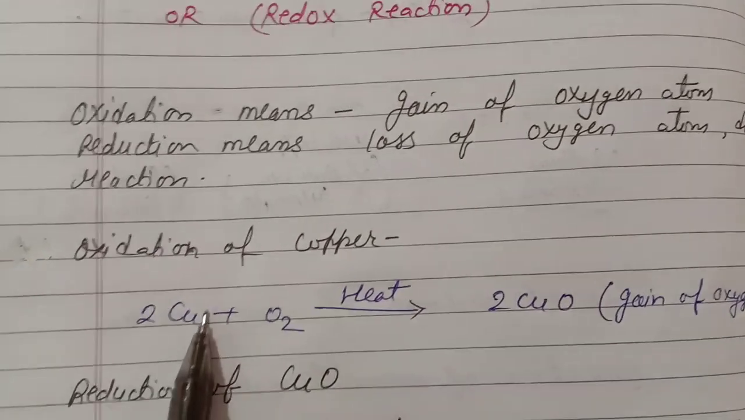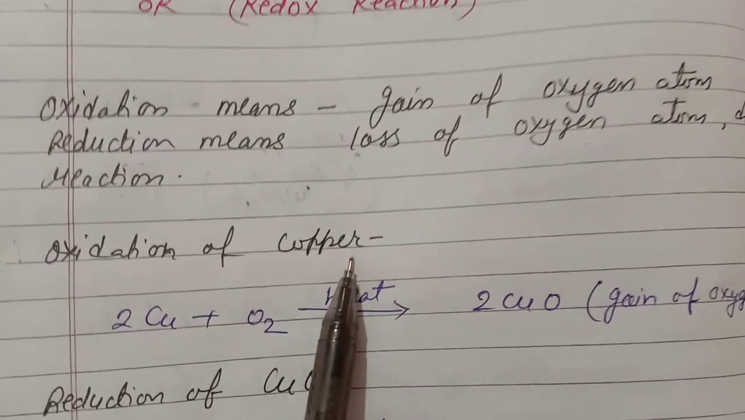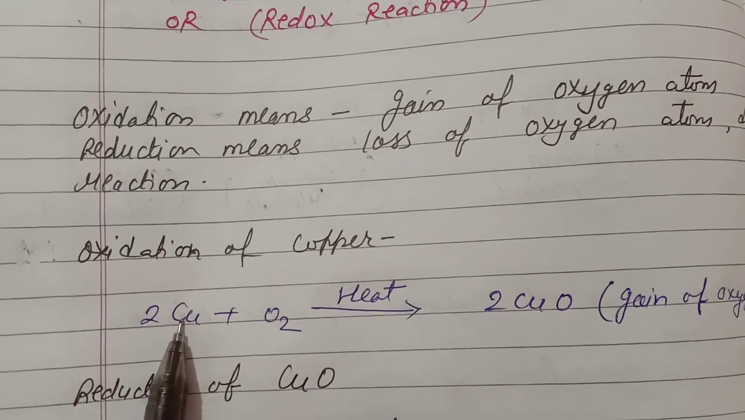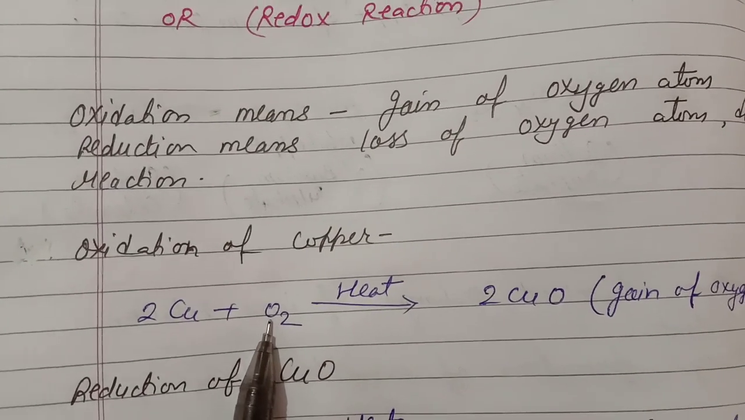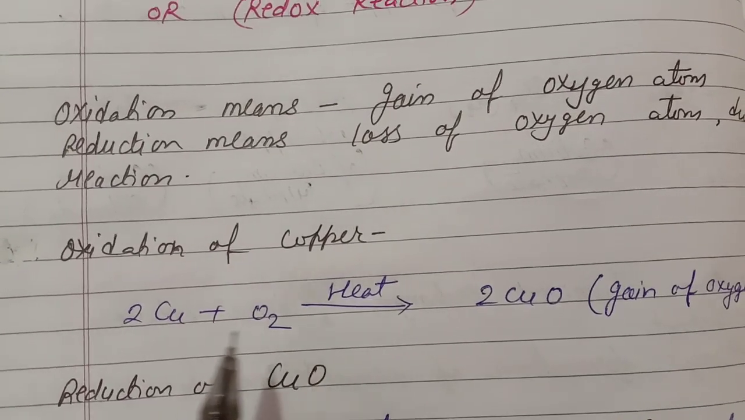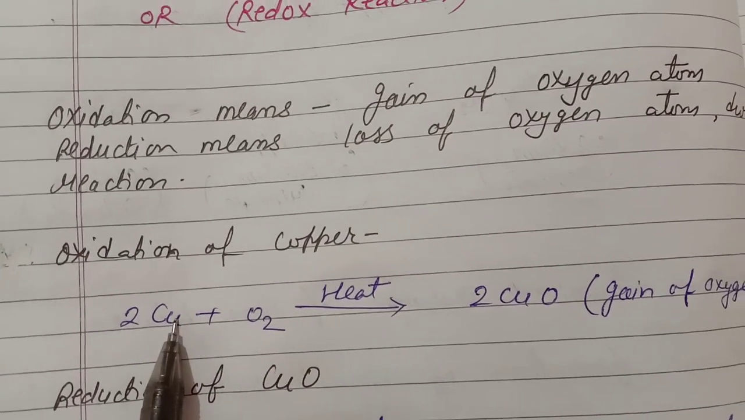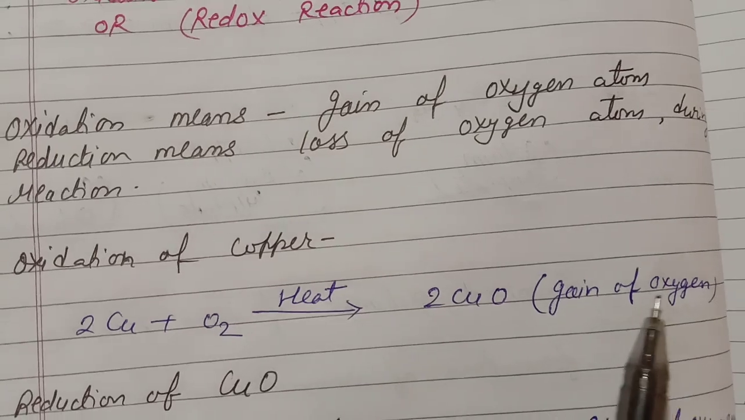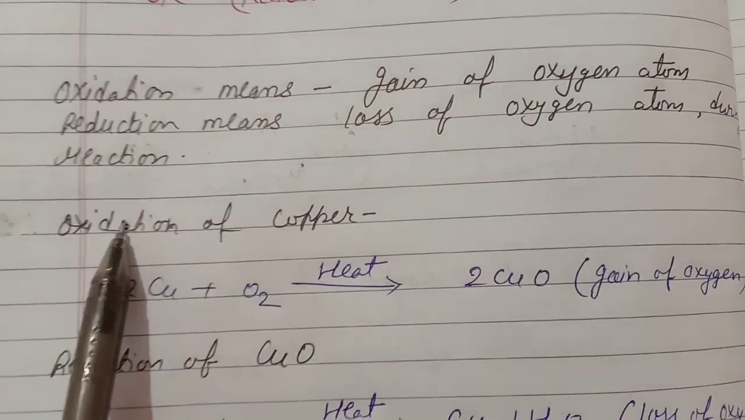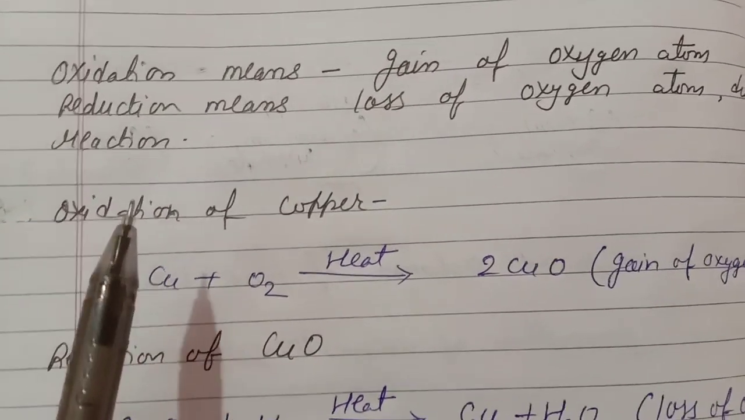During the reaction we can see the example of this, oxidation of copper. Here the copper element reacts with the oxygen gas on heating, means जब हम copper element को oxygen की presence में heat करते हैं, then copper will convert into copper oxide. It means gain of oxygen. So this is an example of oxidation reaction.